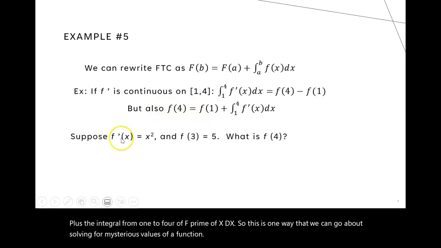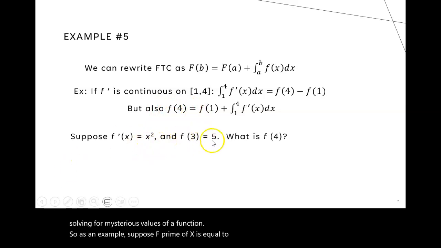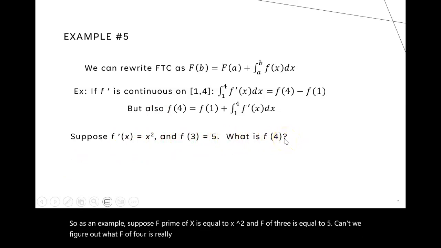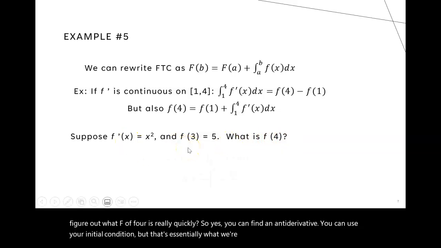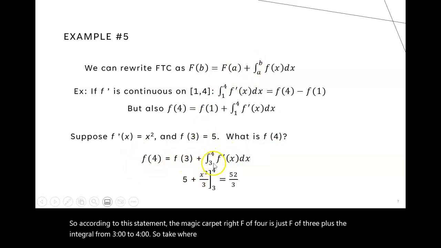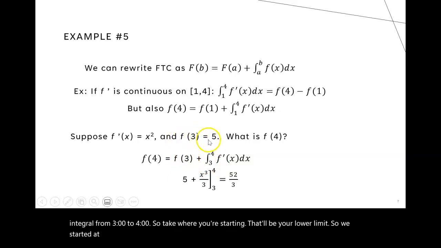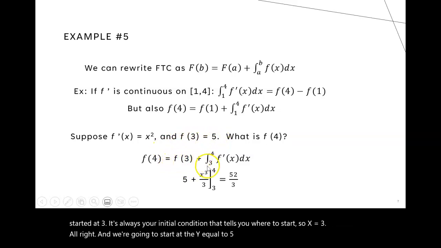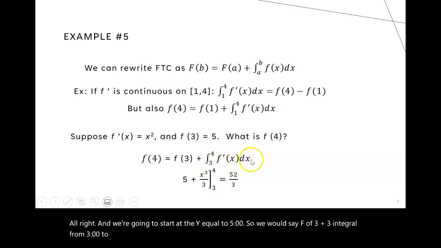So as an example, suppose f prime of x is equal to x squared, f of 3 is equal to 5. Can we figure out what f of 4 is really quickly? So yes, you can find an antiderivative, you can use your initial condition, but that's essentially what we're doing right here. So according to this statement, magic carpet, f of 4 is just f of 3 plus the integral from 3 to 4. So take where you're starting, that'll be your lower limit. So we started at 3. It's always your initial condition that tells you where to start. So x equals 3, and we're going to start at y equal to 5. So we would say f of 3 plus the integral from 3 to 4 of f prime of x dx.